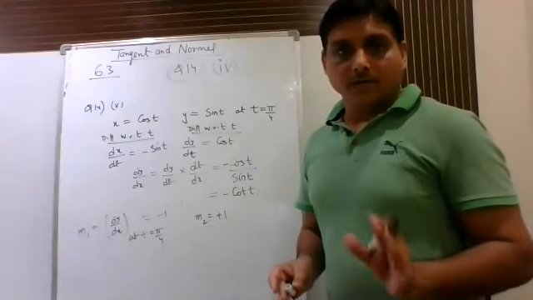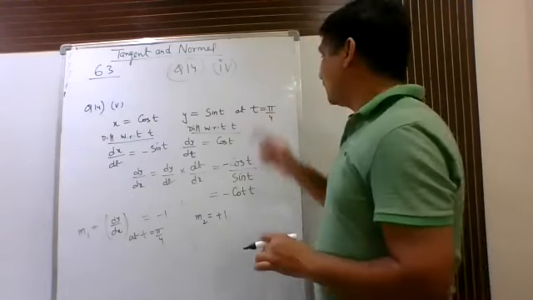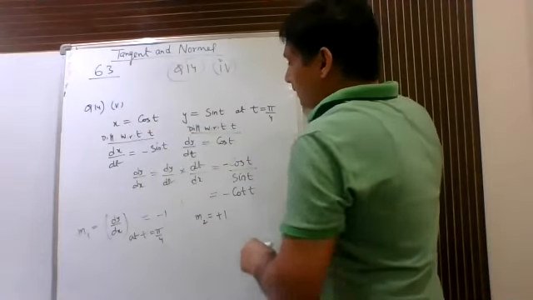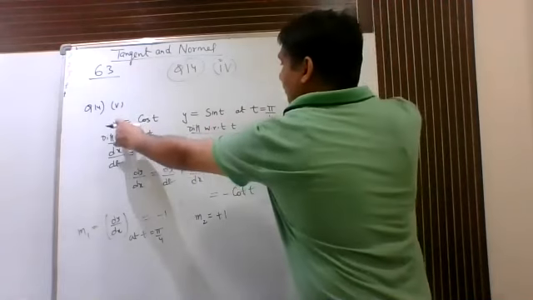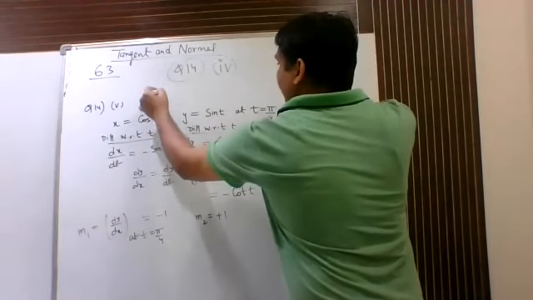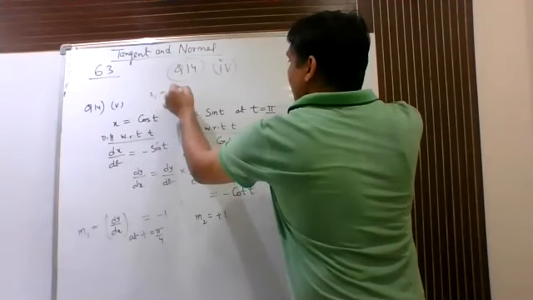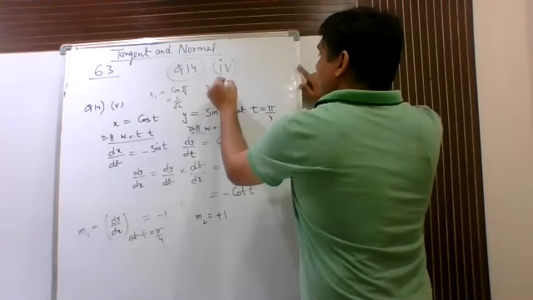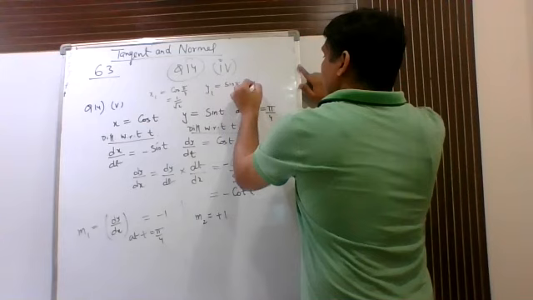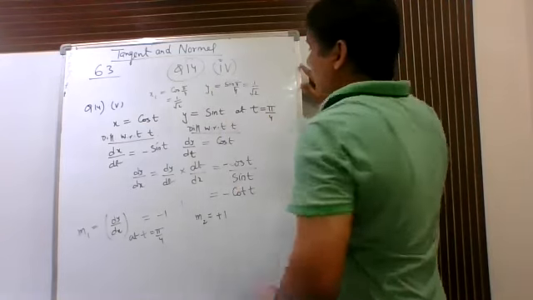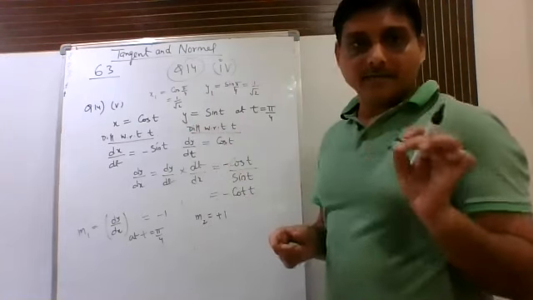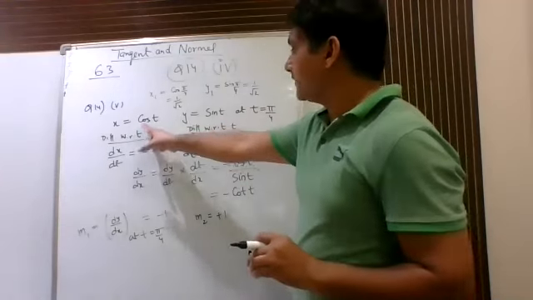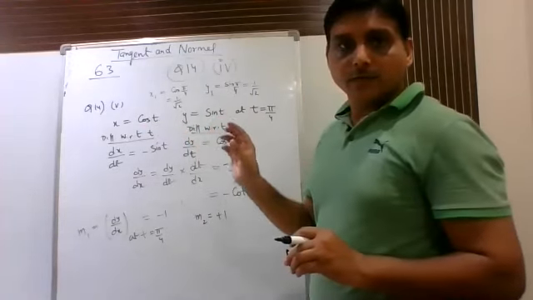Now, how to find the equation of the tangent at t equal to 45? We need to find that x1 and y1 also. So what we can do is substitute this t equal to 45 in these two expressions. So x1 is equal to 1 by root 2. Similarly, your y1 will be sin 45, so that is also 1 by root 2. How are we getting this? We want to find that specific point x1 and y1. We are putting t equal to pi by 4 in this expression as well as in this expression. That will give you your x1 and y1.